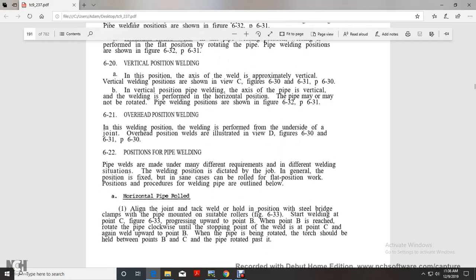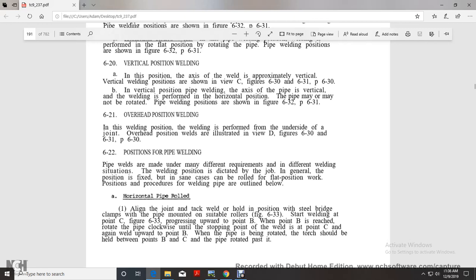Alright, positions for pipe welding. Pipe welds are made with different requirements and in different welding situations. The welding position is dictated by the job, and in general the pipe is fixed in position. In some cases it can be rolled for flat position work. The procedures for welding pipe are outlined below, starting with the horizontal pipe roll. The joint line is tack welded and held in position, with the pipe mounted on suitable rollers.